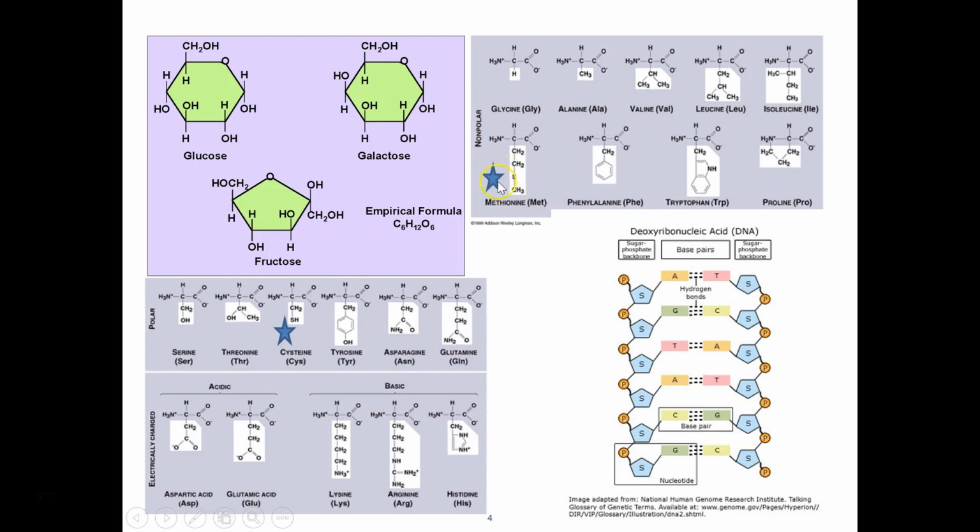Sulfur. So these two amino acids contain sulfur. And this is why proteins will contain sulfur. And this is why we can use sulfur, radioactive sulfur, to distinguish between proteins. And then we use a radioactive element in nucleic acids that's not found in proteins to distinguish nucleic acids from proteins. And that one is the phosphorus.